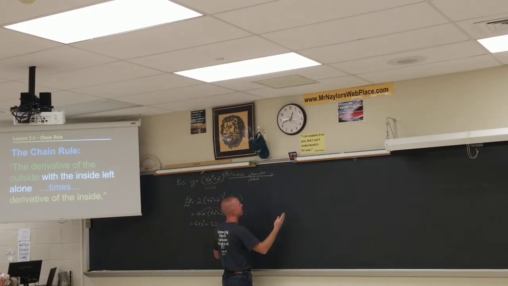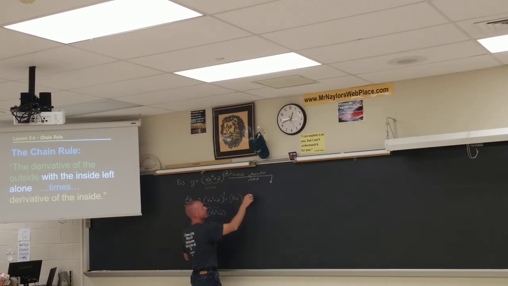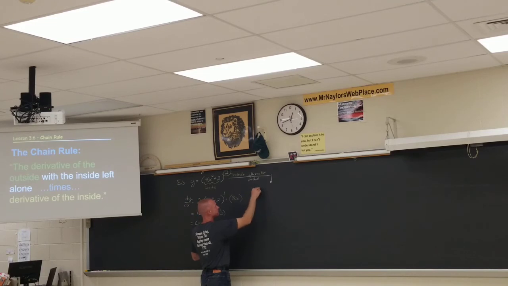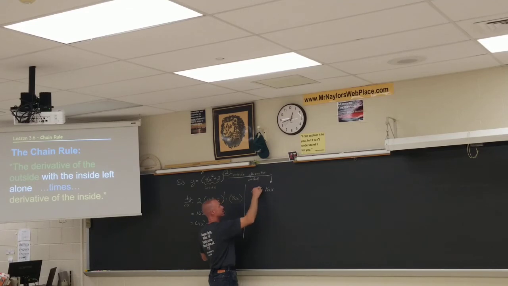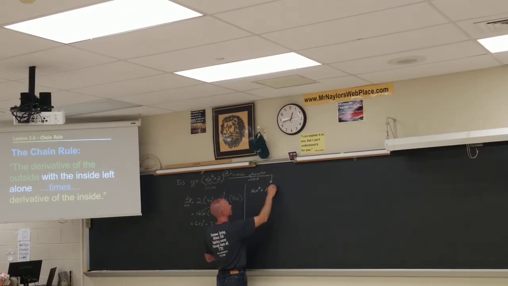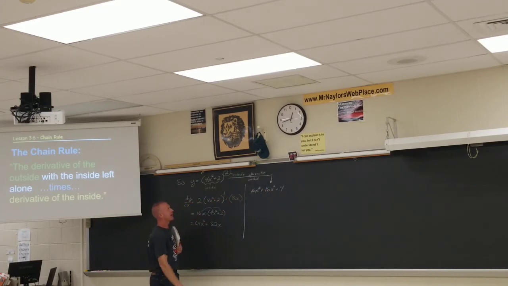I could do the FOIL method first. If I did the FOIL method, I would end up with 16x squared. Let's just kind of separate this. 16x squared plus 16x. Hold on a second here. It's 16x to the fourth. So we get 16x to the fourth plus 16x squared plus 4. Now, I did the FOIL method. I did a little bit of the thinking in my head, but remember, that's just some good algebra.